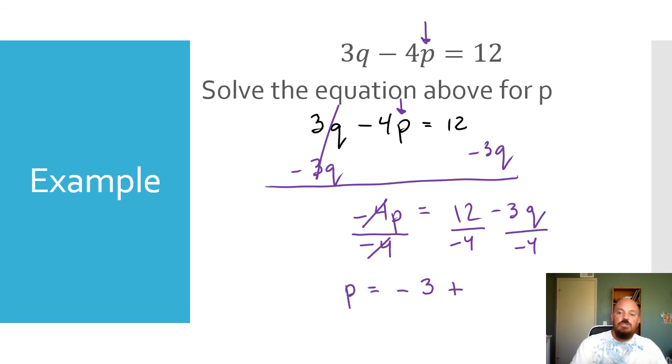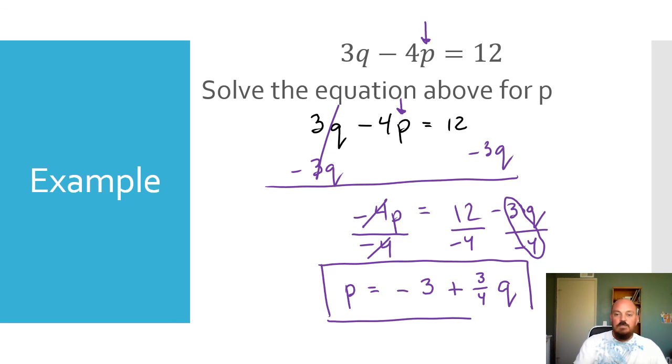I'm going to leave the q in my answer, and then reduce the fraction. Just leave that as a fraction, and in fact, it can't be reduced. So I'm just going to call it 3/4. So that would be my answer. That's my formula for p: negative 3 plus 3/4 q. And that's what you guys are doing today.